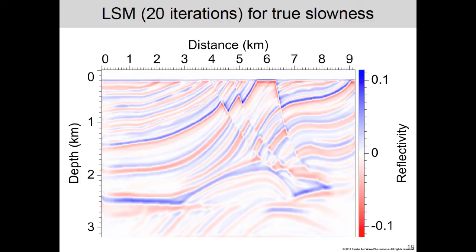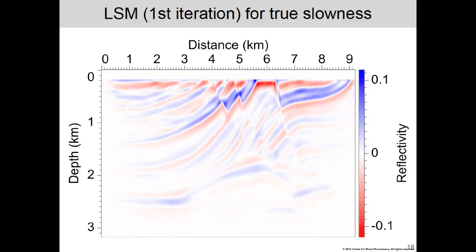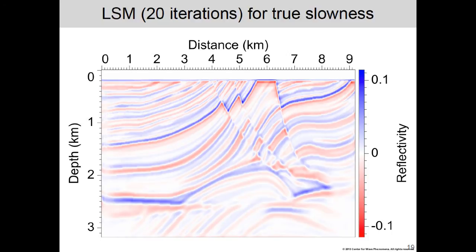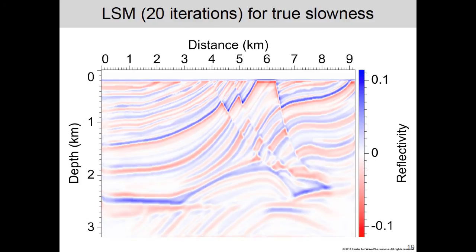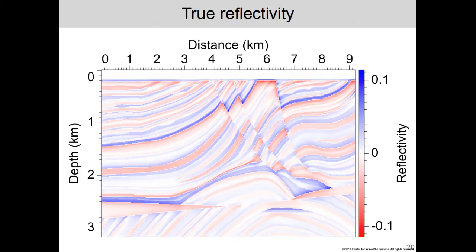And this is the LSM image after 20 iterations. So compared to the first iteration, you can see, obviously, the more even illumination and also better focused reflectors. And this, of course, is the motivation for least squares migration, this much better image. But, of course, this image comes at a much higher cost compared to RTM. So comparing to the true reflectivity, they match pretty well.